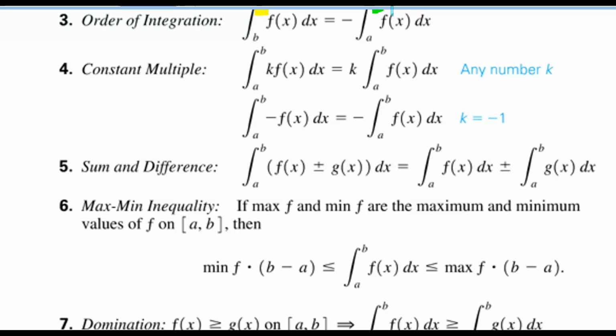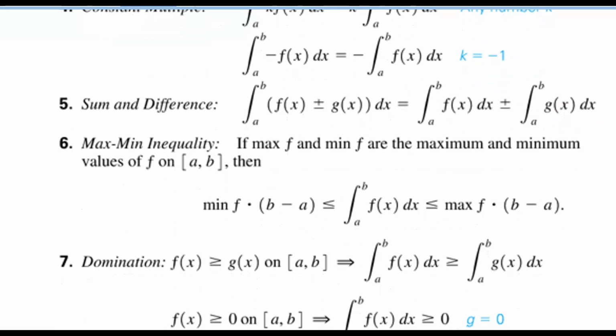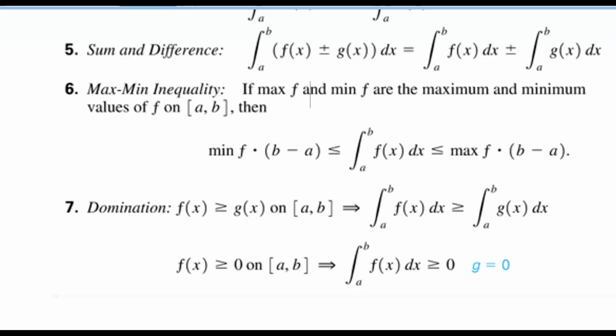The next thing that we're going to note here are the sum and difference. Okay, well, no, we already talked about that, sorry. The maximum and minimum inequality: if we have maximum and minimum values on the interval, then the following inequality is satisfied here. We're not going to really discuss this much, but just consider that this is referring to maxima and minima of functions.